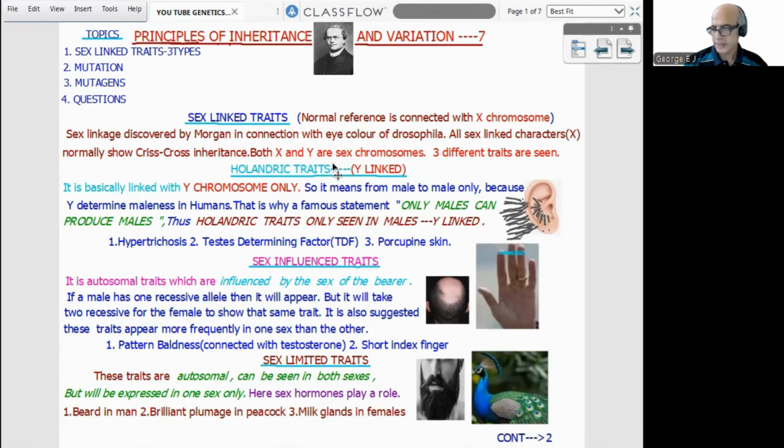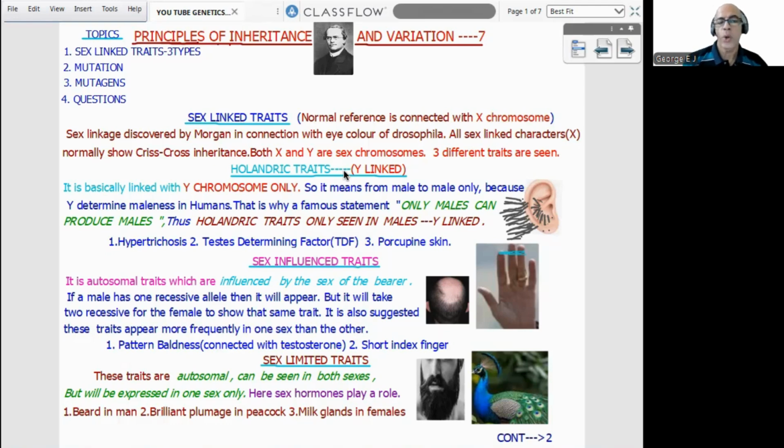When we say sex-linked traits, it is normally connected with the X chromosome because X is present in both the male and female in humans. Sex linkage was discovered by Morgan in connection with Drosophila, which we already studied. All sex-linked characters with X normally show crisscross inheritance. Remember, X as well as Y chromosomes are sex chromosomes, but mainly X is present in both the male and female. Three different traits can be seen under this heading. One by one, we can proceed.